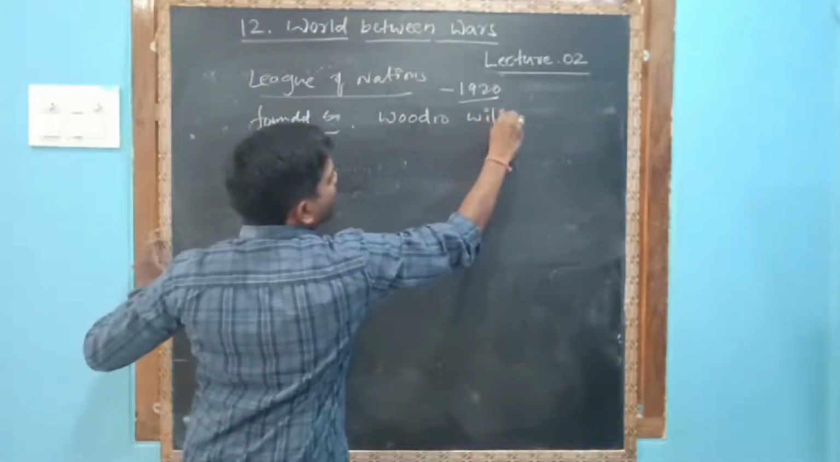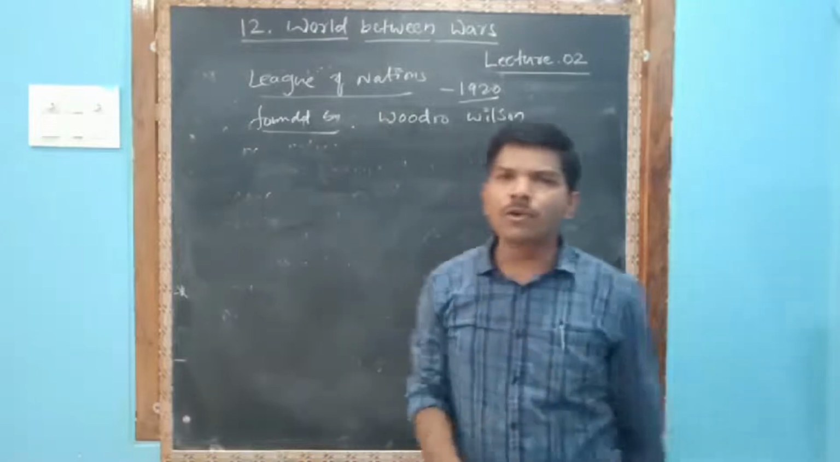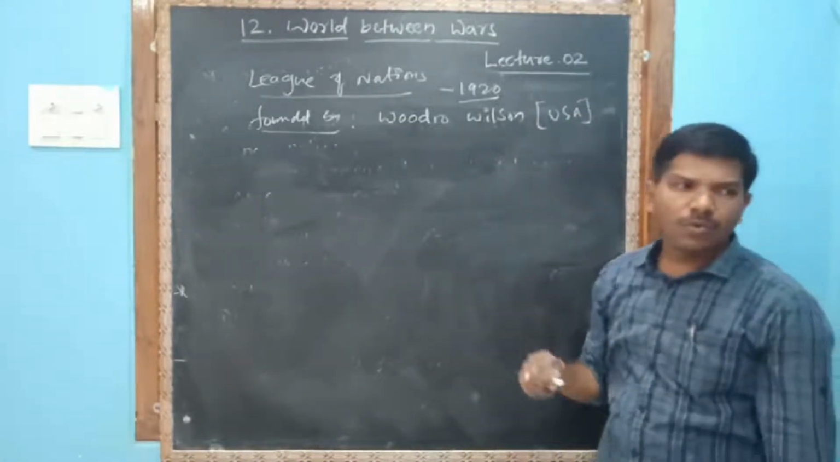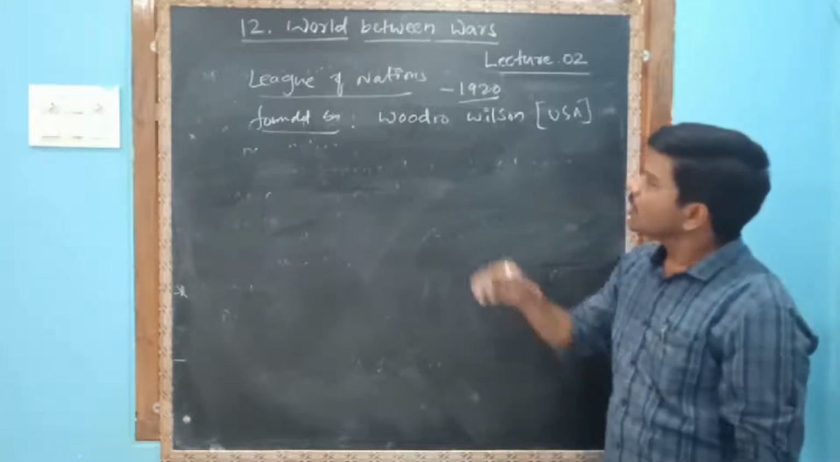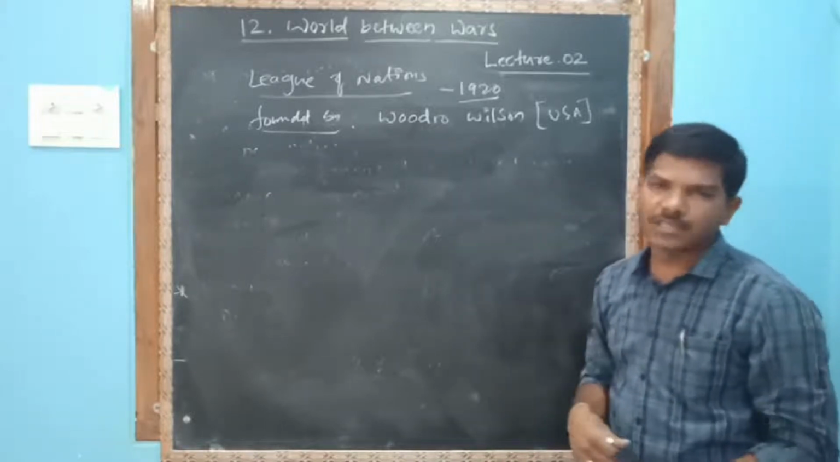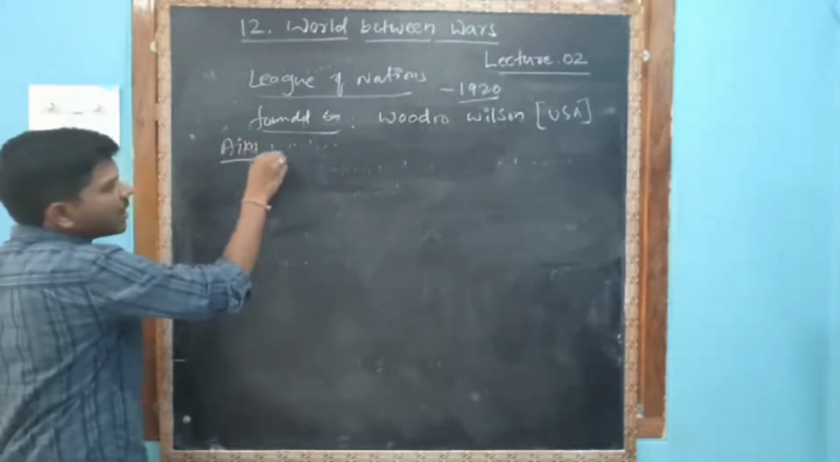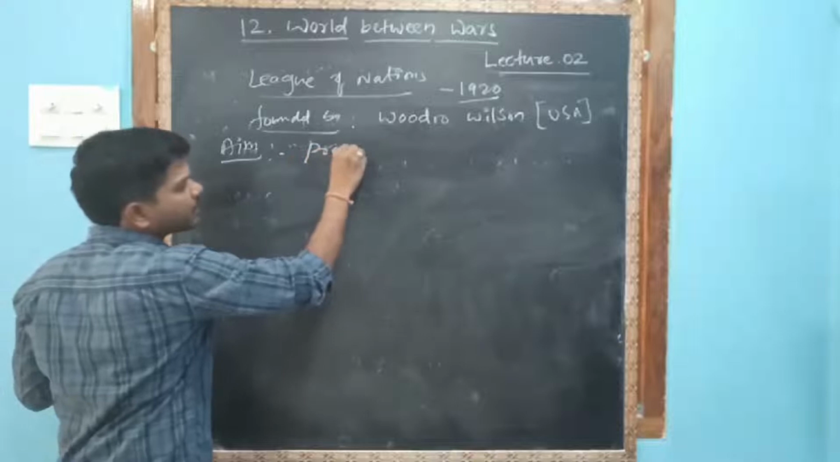It was founded by Woodrow Wilson. Who was Woodrow Wilson? Woodrow Wilson was President of USA. He was the founder of this League of Nations. So what are its main aims? The main aim is to prevent wars.